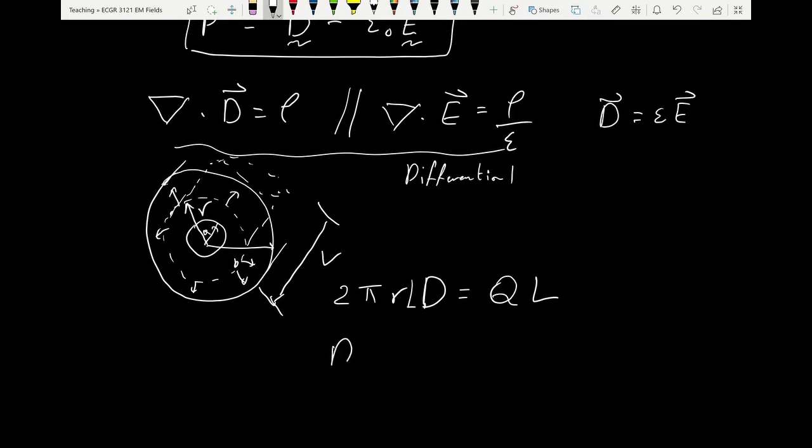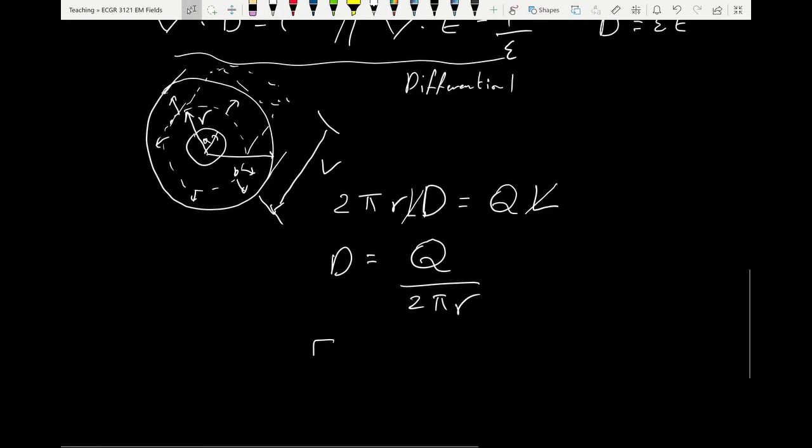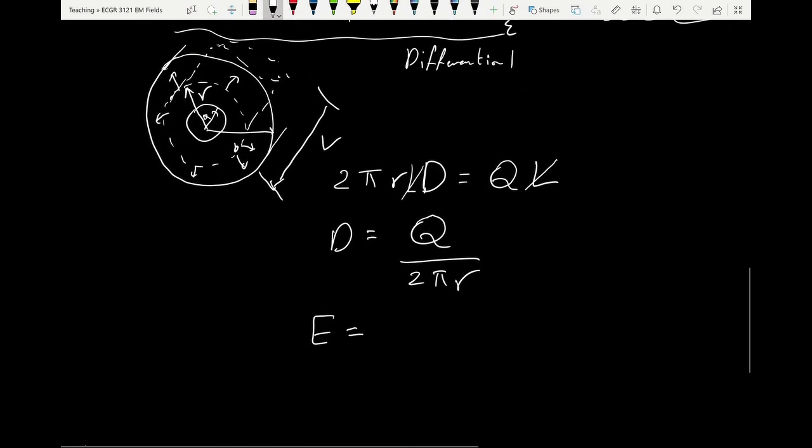So D in this case is going to be, L cancels with L, D is going to be Q, the magnitude of D, of course, is going to be Q over 2 pi r, or r small. What about E? Well, we said that E is going to be D over epsilon, right? Remember this equation? So once we found D, we found E in the material. So it's going to be Q over 2 pi epsilon r.